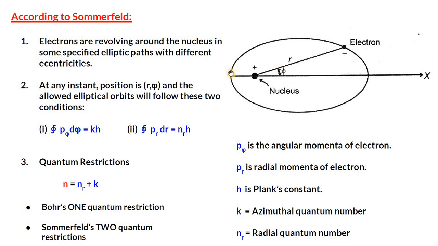And in these elliptical orbits, this is called the semi-major axis, and this is called the semi-minor axis. I have not drawn that one. So semi-major axis, this one, and semi-minor axis, this one. When the semi-major axis and semi-minor axis become equal, that would be a circle. That means the Bohr atomic model is a special case of the Sommerfeld atomic model. That means the Sommerfeld atomic model can also explain the Bohr atomic model. Otherwise, it will be an ellipse.